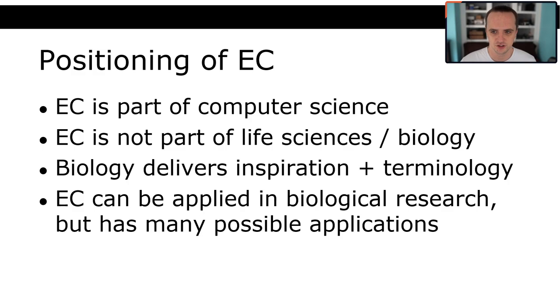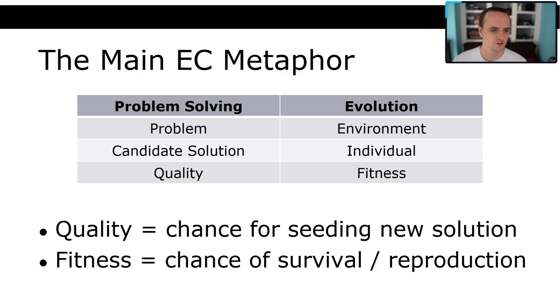So the main metaphor, if you will, of evolutionary computation is we're going to relate problem-solving ideas to ideas in nature and natural evolution. So the problem in our problem-solving domain is going to be the environment in the evolutionary domain. A candidate solution to the problem in the problem-solving domain is going to be an individual in the evolution domain. And the quality of a candidate solution that we found in our problem-solving domain is going to be the fitness in evolutionary terms.